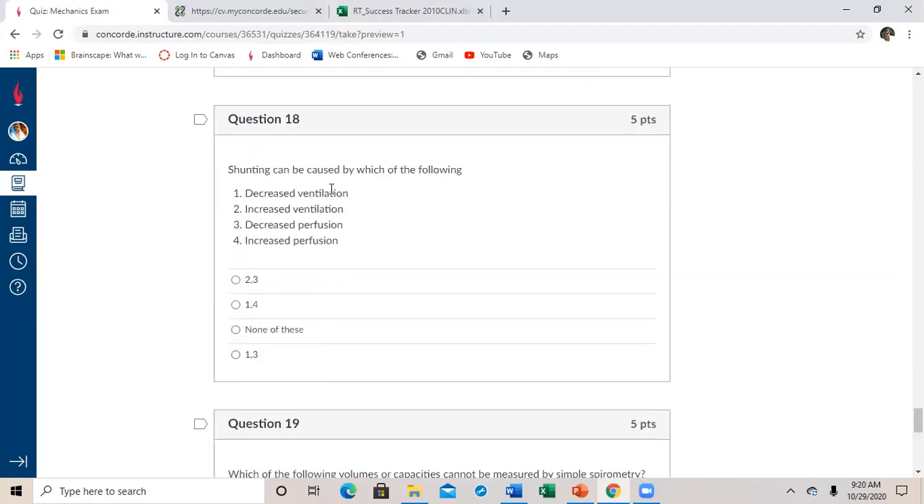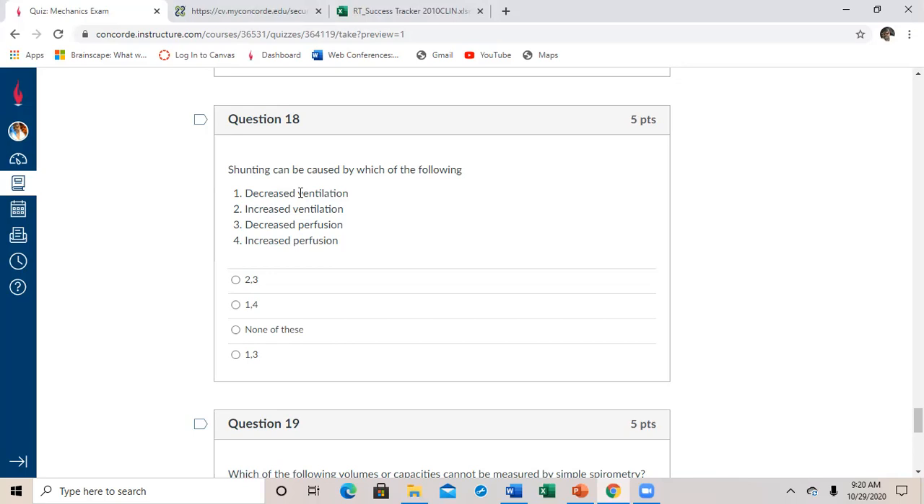Number 18, shunting can be caused by which of the following? What can cause a shunt? Now we have to remember, a shunt is more blood than it is air. So which one of these things can cause more blood and less air? Well, decrease in ventilation, yes, that's one of them, because you have more blood than you have air. So if my ventilation goes down, then yes, that can cause that.